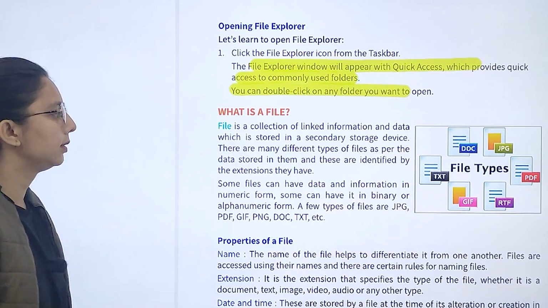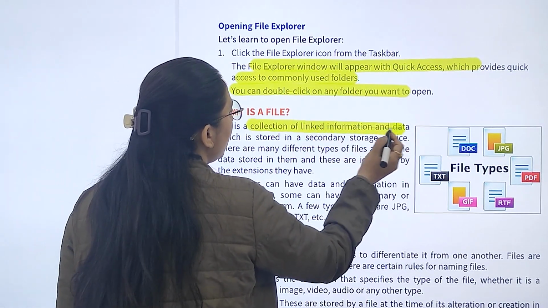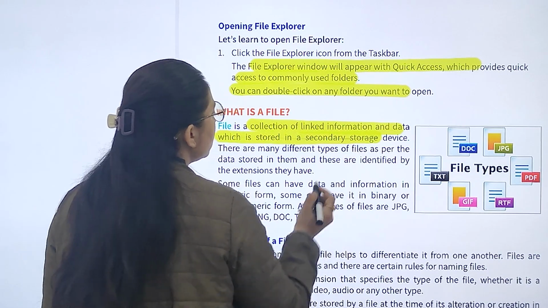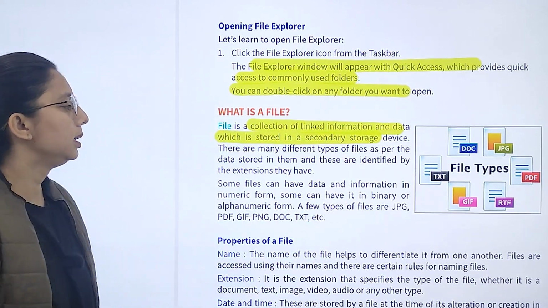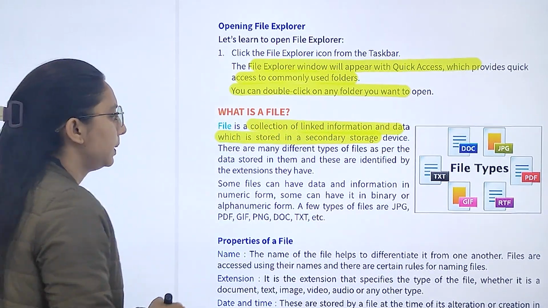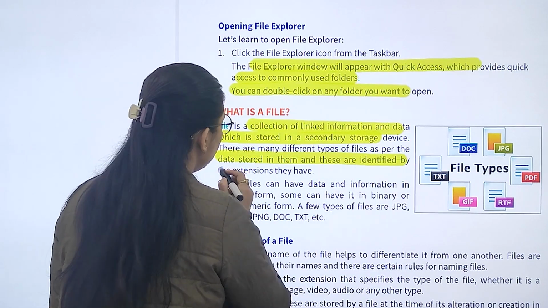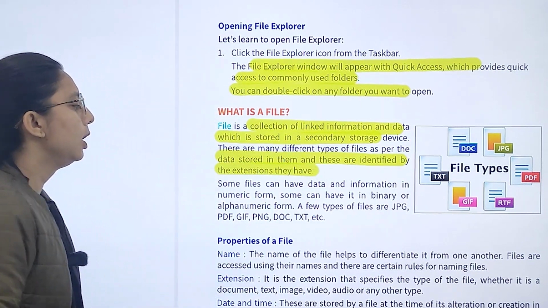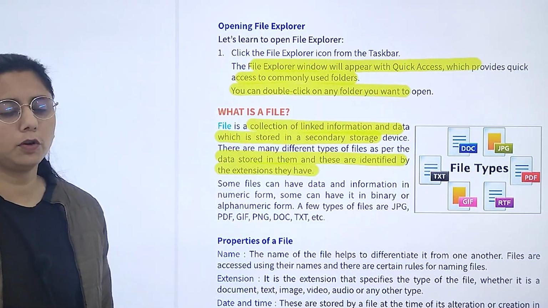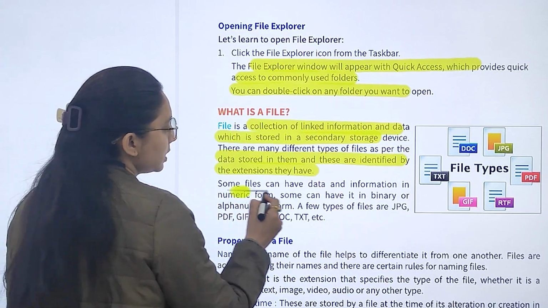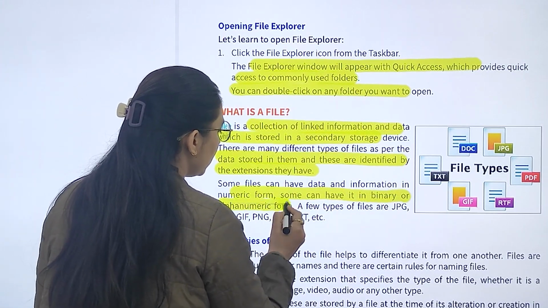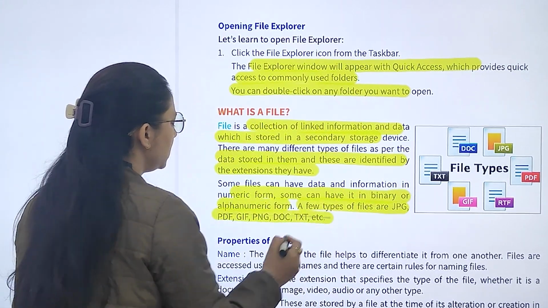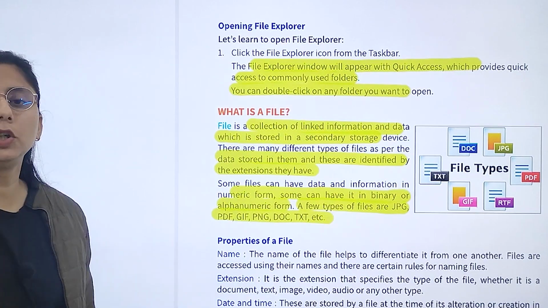Now, what is a file? A file is a collection of linked information and data which is stored in a secondary storage device. There are different types of files as per the data stored in them, and these are identified by extension. Some files can have data in numeric form, or some have it in binary or alphanumeric form. Like we have JPG, PDF, GIF, PNG, DOC, TXT.